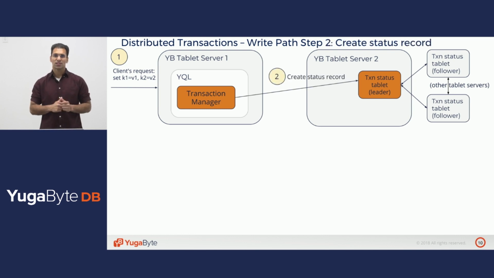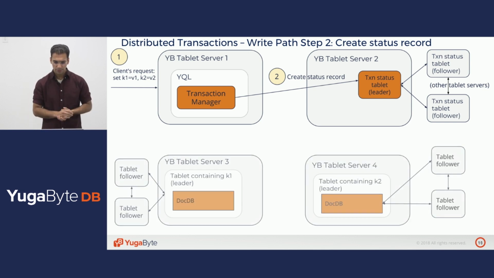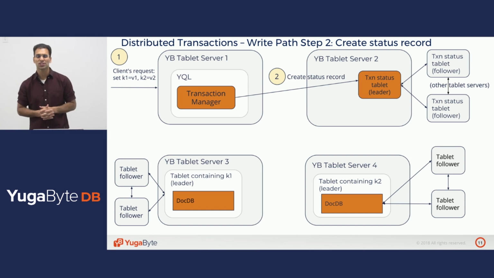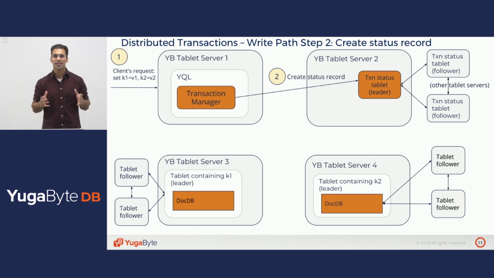Now, the first thing the transaction manager does is it creates a status record for this transaction in the distributed transaction table. That makes sure that this transaction is now tracked. Of course, when the status record is created, it is created with the transaction in pending status.